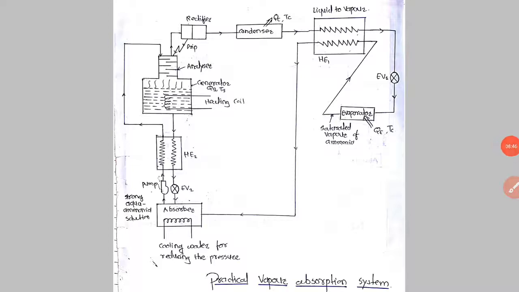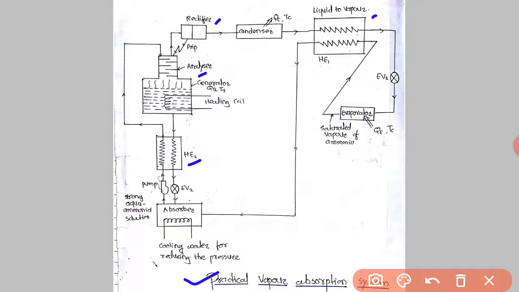Now we are going to see the practical aqua ammonia vapor absorption system. See in the diagram, the practical aqua ammonia vapor absorption system is shown. In order to make the system more practical and efficient, the system is fitted with accessories such as analyzer, rectifier, and two heat exchangers, that is heat exchanger 1 and heat exchanger 2. So what is the use of those accessories? Those accessories help to improve the performance of all components.